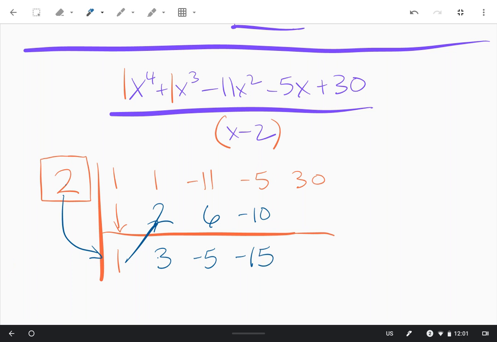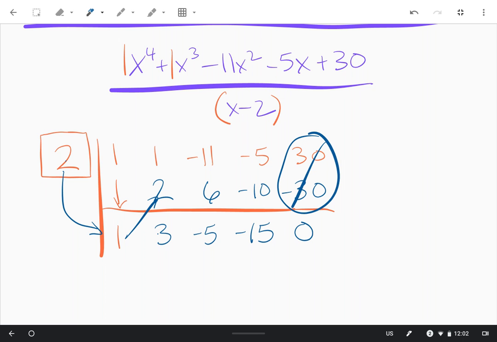2 times negative 15 is 30. Sorry, negative 30. Made a mistake there. 2 times negative 15 is negative 30. Negative 30 and 30 cancel each other out, leaving me with 0.